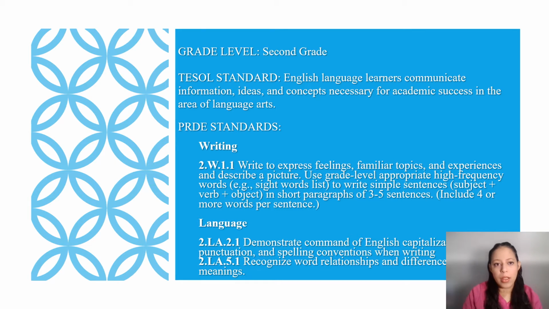The grade level was second grade, and the TESOL standard: English language learners communicate information, ideas, and concepts necessary for academic success in the areas of language arts. The PRDE standards, I chose writing and language. For writing, 2.W.1.1: write to express feelings, familiar topics, and experiences, and describe a picture. Use grade level appropriate high frequency words to write simple sentences in short paragraphs of 3 to 5 sentences.